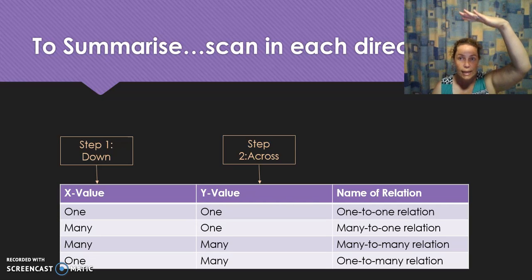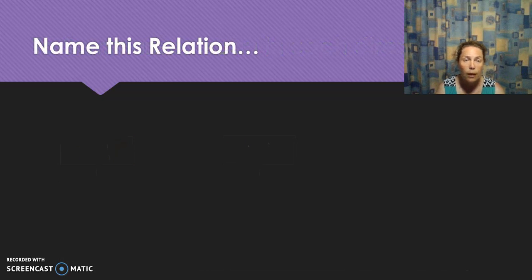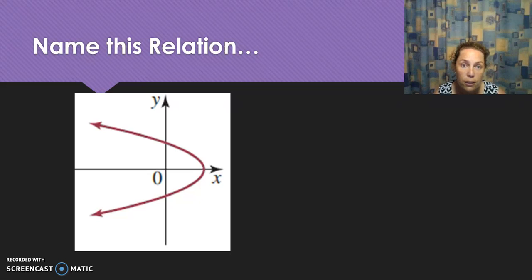So as we scan down, going down the y value, and then we go across, the number of x values we see, and then we go across, so the number of y values we see, that will tell you whether it's a one-to-one, many-to-one, many-to-many, or a one-to-many relation. Okay, so I want you to name this relation.